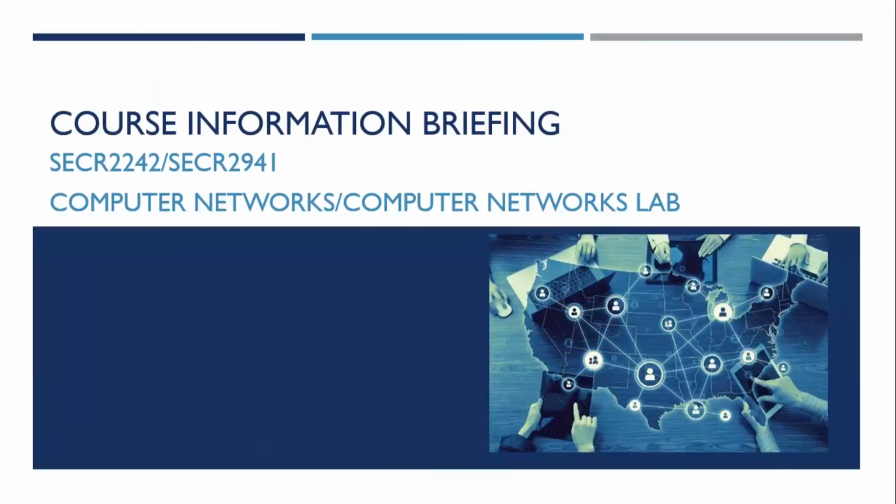Okay, so this class is computer networks, right? And this class is paired because computer networks is paired with two codes. One is SecR2242 and the other is SecR2941. If you notice in e-learning, I maintain only one page because you are the same students and students are only taking one. For example, you're not taking the lab because you already passed it, but you are only taking SecR2242, let me know. Or the other way around, let me know as well.